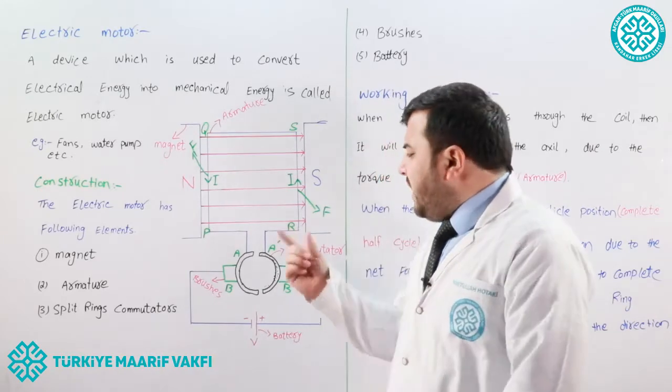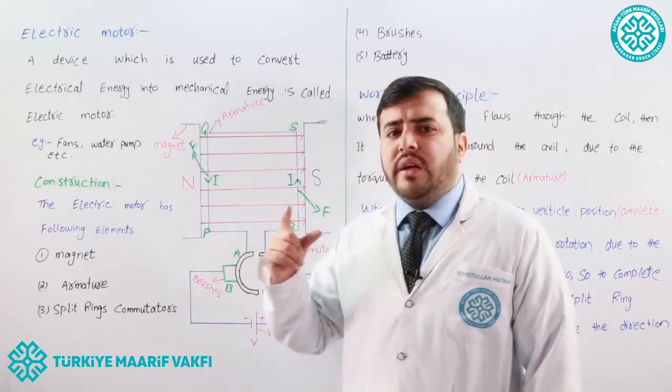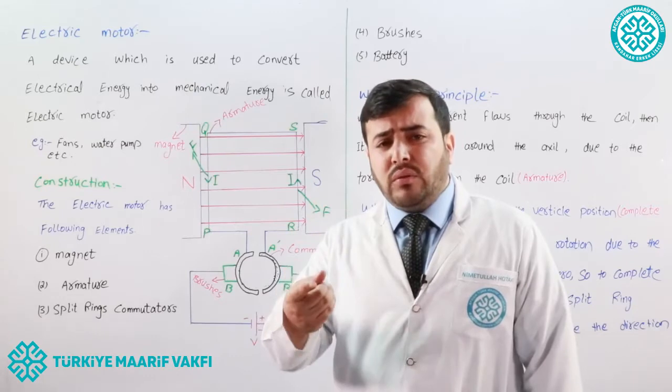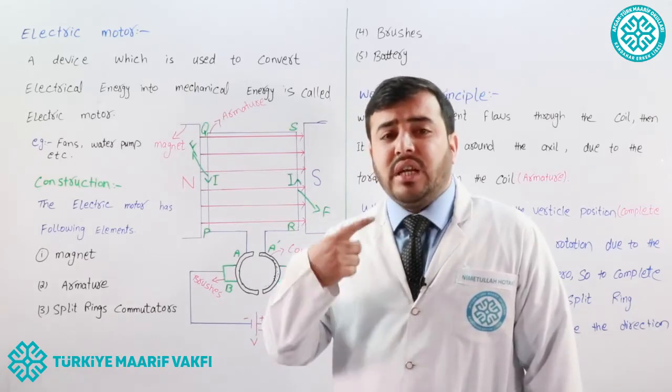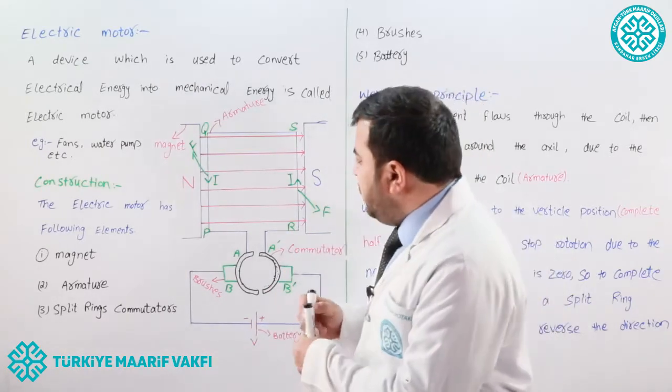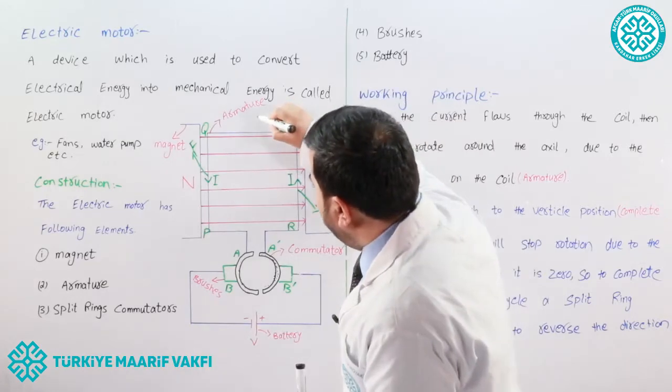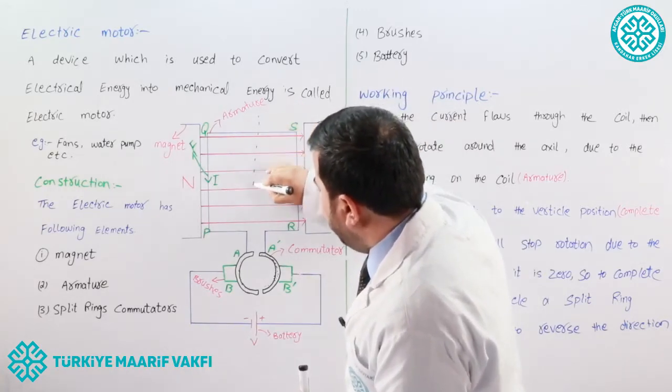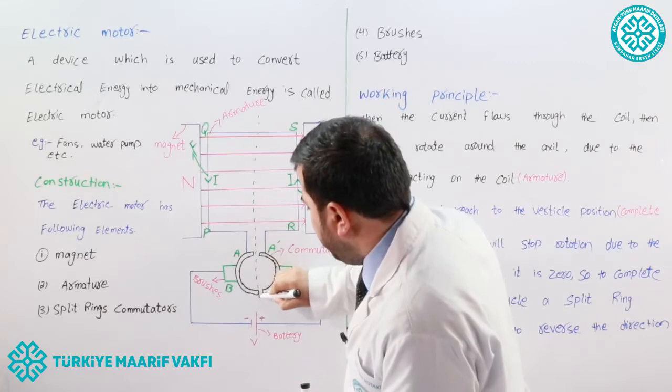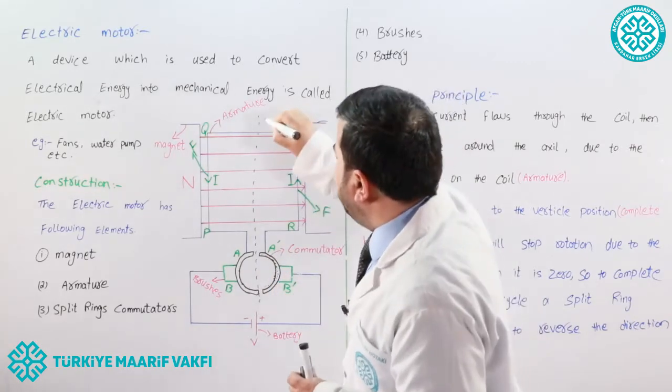When the current flows through the coil, it will rotate around its axle. Here we will have an axle. Like here you can see, this is the axle.